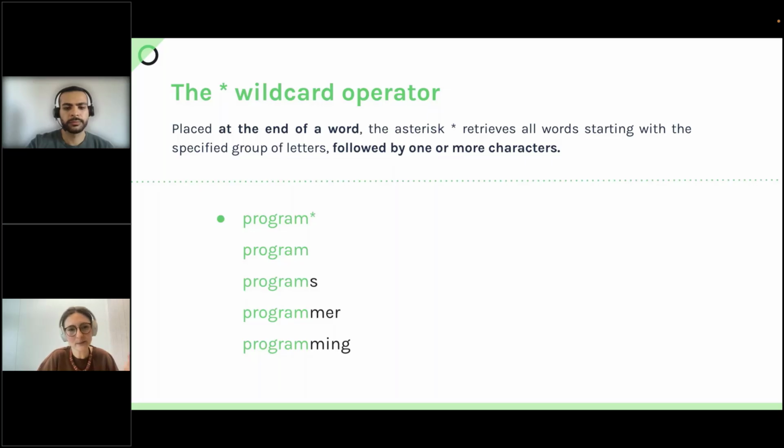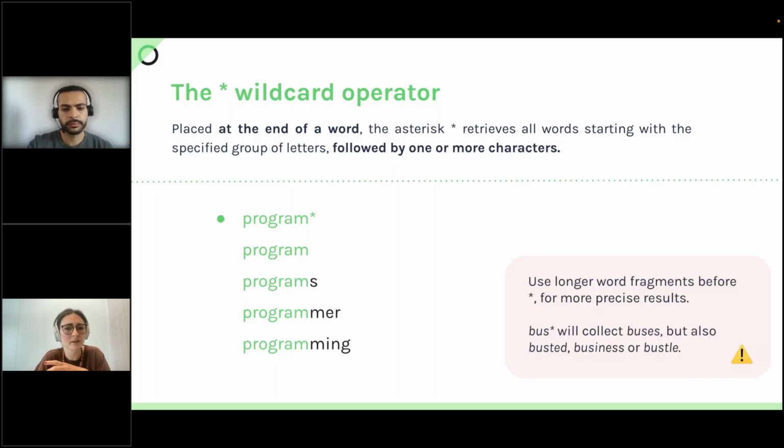However, be careful. Use the asterisk only after a group of letters that is long enough. If the group of letters is too short, the wildcard operator can be a bit too wild. So an example here for bus. So I place it after 3 letters. It will collect buses, the plural, but I will also get business, busted, bustle. So it's not at all what I'm looking for. So make sure you use it after word fragments that are long enough.